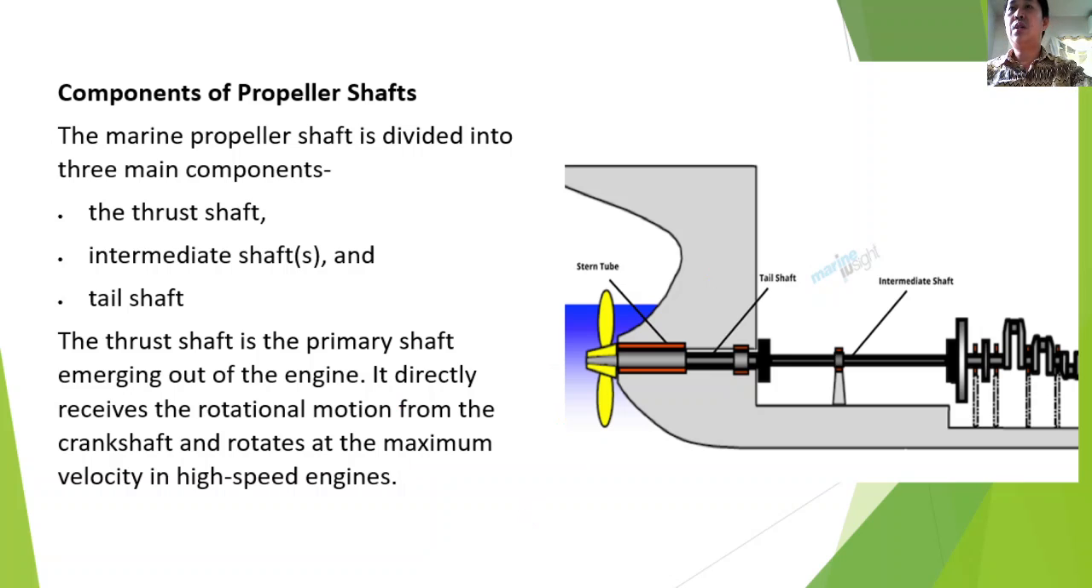So as you can see here, you have the stern tube. This is your stern tube, and this is your tail shaft here, and this is your intermediate shaft here, and this is your engine. So that is the construction, the combination of the stern tube and the tail shaft, the intermediate shaft, and your engine shaft.